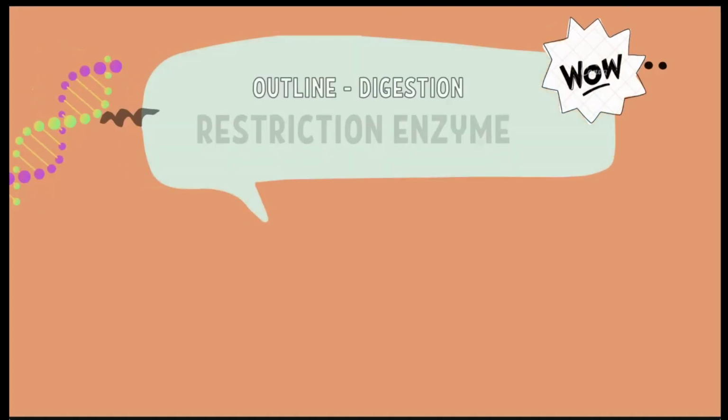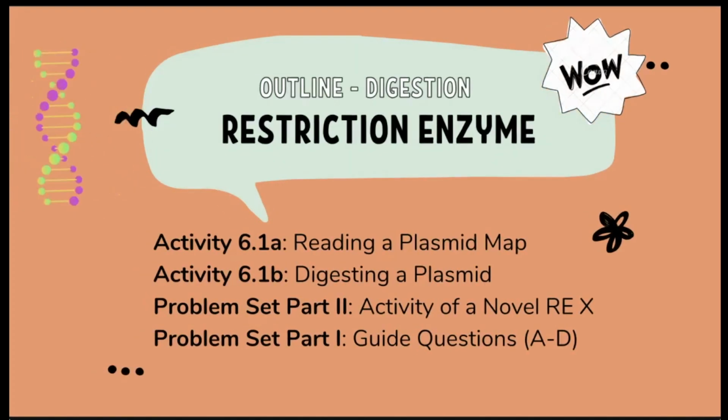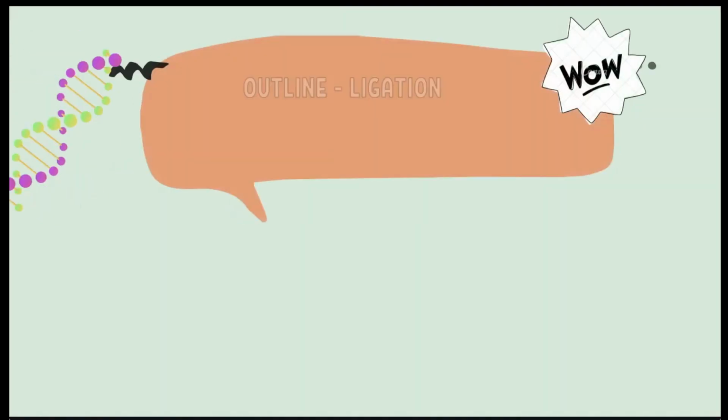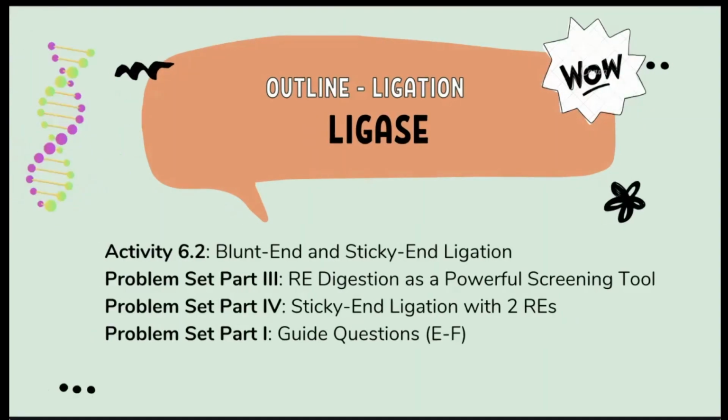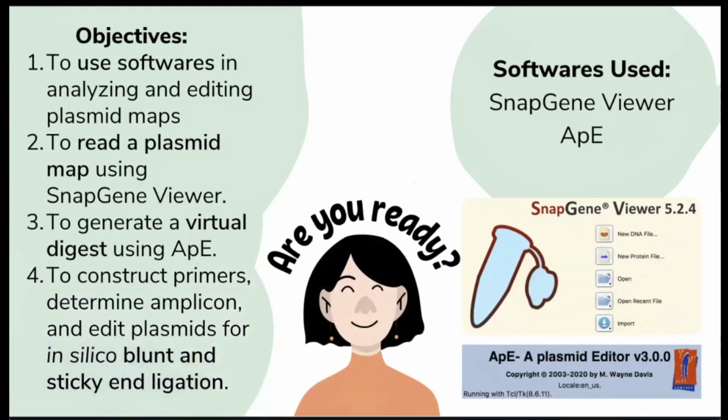This presentation will be divided into two parts. In the first part, we'll tackle all the activities related to digestion, while in the second part, we'll tackle the activities related to ligation. For our objectives, first we aim to learn how to use the two software, namely SnapGene Viewer and APE.